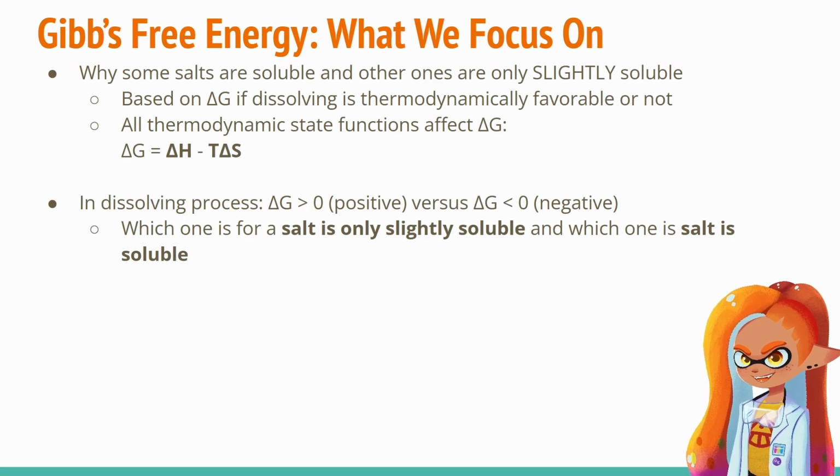Okay, so because delta G, when it's positive, is unfavorable, that means the salt will only slightly dissolve. Versus if delta G is negative, then you end up having a salt that is soluble.